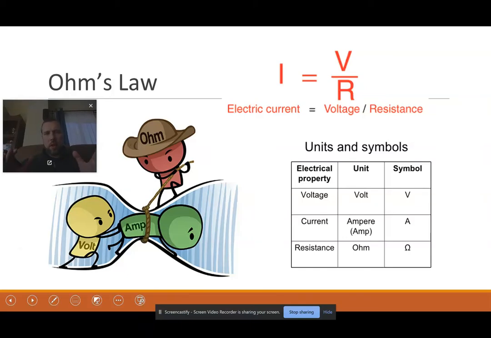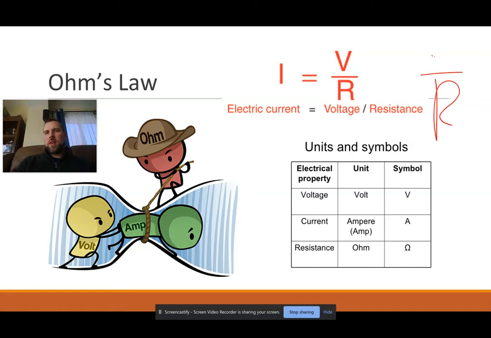Okay, so Ohm's law, we said that basically voltage is directly proportional to the current, so more voltage, more current. But resistance resists what? Well, resists the current. It limits the amount of current that'll actually flow through something. So those are inversely proportional. So more resistance, less current, right?